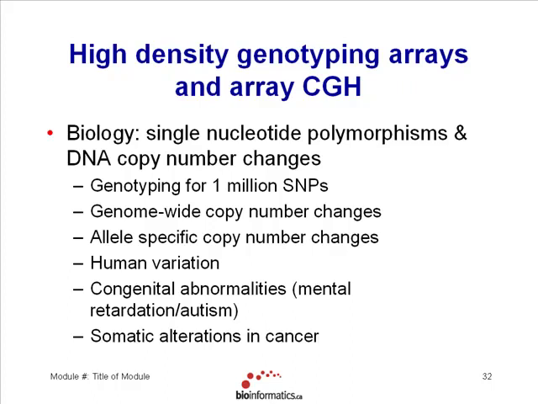Another way in which we measure these biomarkers is high-density genotyping arrays. Now we're talking about DNA, and the biology is looking for one, single nucleotide polymorphisms, and the other, DNA copy number changes. There are arrays that can do genotyping for 1 million SNPs.